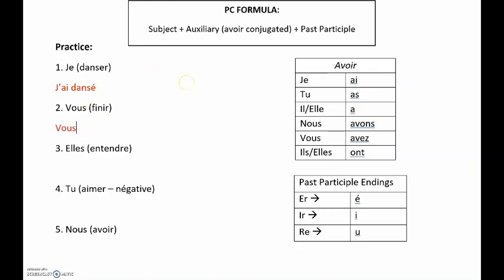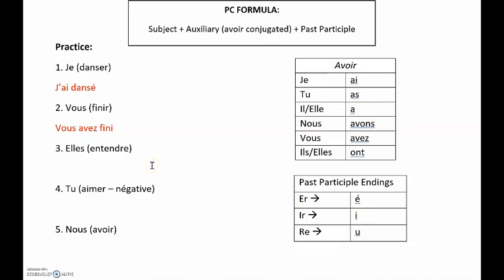Once again, we'll write our subject, vous, you. The next thing I need is my auxiliary. What is avoir and vous together? It's avez. So I've got vous avez. Now if I look at my verb finir, which means to finish or to complete, it's an IR verb, so I know it's going to be just an I. So it becomes vous avez fini, just like that.